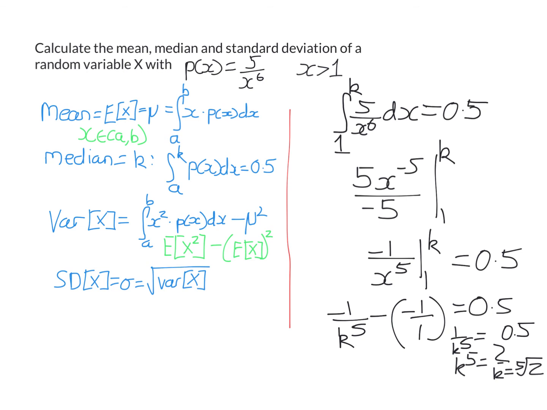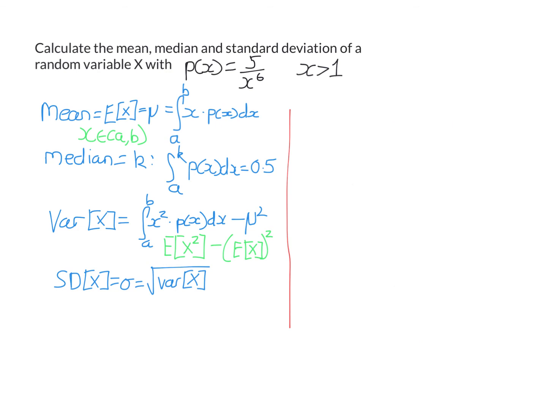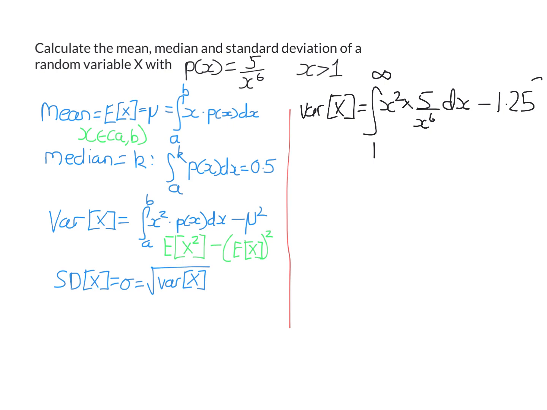I'll now find the standard deviation. So to find the standard deviation, we find the variance and square root it. So to find the variance, we integrate over all the possible values that x can take, and it's the integral of x squared, this time times the probability density function. So we also need to remember we have to take the expected value and square it and subtract that as well. So making the integral a bit easier to work with, note x squared over x to the power of 6 is just x to the power of minus 4.